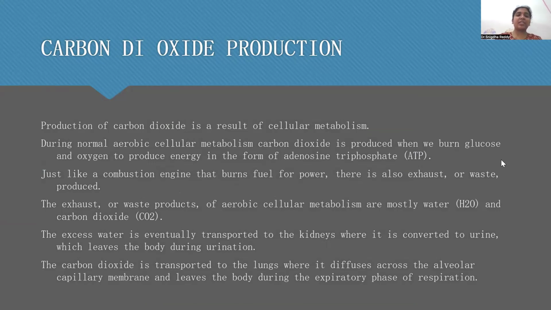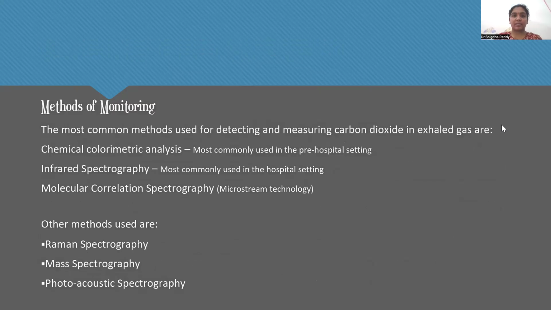Just like a combustion engine that burns fuel for power, there is also exhaust or waste produced. These waste products of aerobic cellular metabolism are mostly water and carbon dioxide. The excess water is eventually transported to the kidney, where it is converted into urine and leaves the body via urination. The carbon dioxide which is left behind is transported to the lungs, where it diffuses across the alveolar capillary membrane and then leaves the body via the expiration phase.